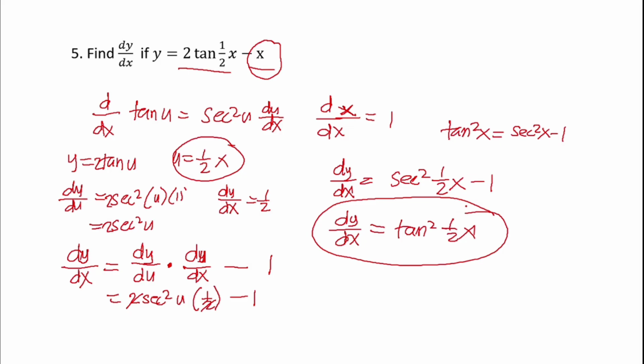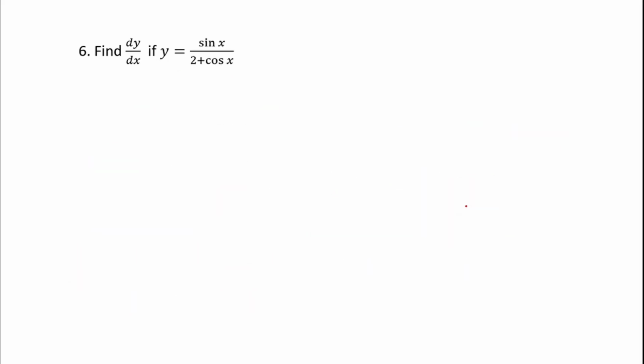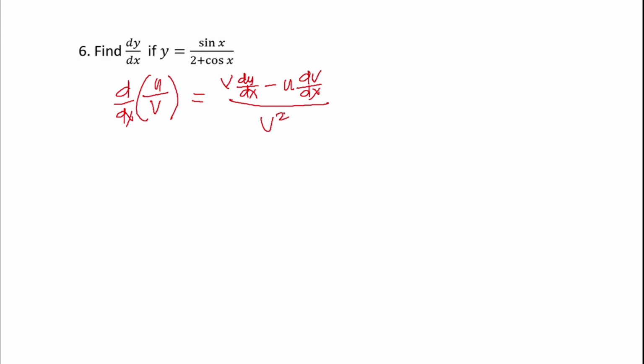Okay. Next, let's proceed with number 6. In number 6, this is the formula for the derivative of u over v with respect to x: v du over dx minus u dv over dx, over v squared. This is how we're going to simplify this part. Since we need to find the derivative, let's name this one u and v. u is equal to sine x, and v is equal to 2 plus cosine x.